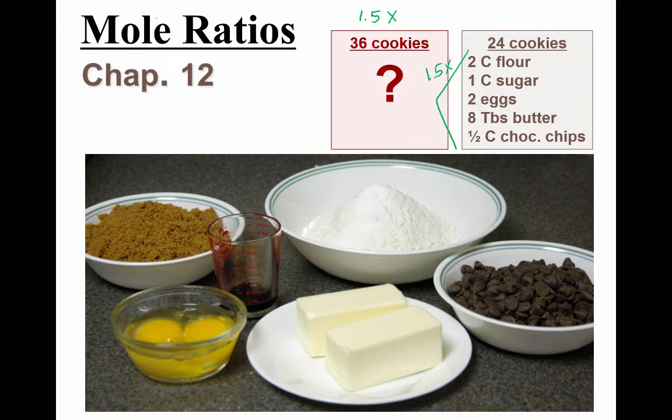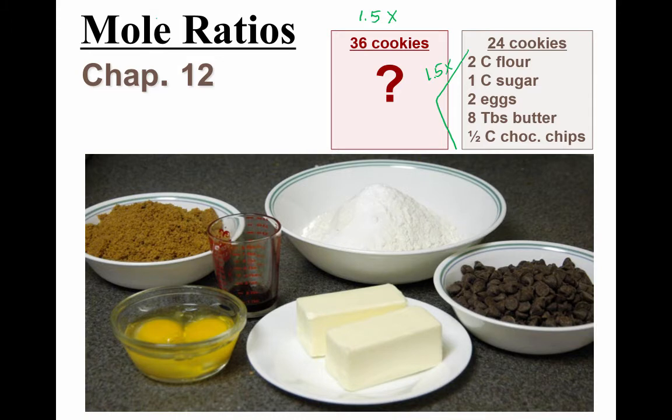Instead of using 2 cups of flour, I would use 3 cups of flour. Instead of a cup of sugar, I'd use a cup and a half. I'll need 3 eggs, and I'll need 12 tablespoons of butter. And how about the chocolate chips? Well, I just throw in a whole bunch of those.